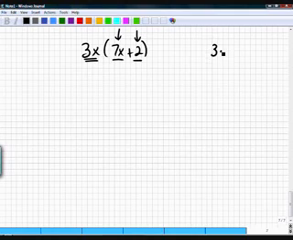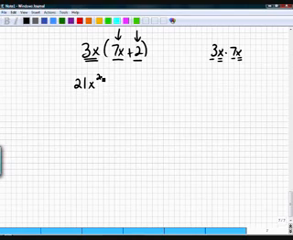3x times 7x, you have to be careful, it's not 21x. It's 21x squared. Because what we're going to do there, we're going to do 3 times 7, which does give us 21. But then we have to do x times x as well, which is x squared. So that's the problem we'll have to fix today.